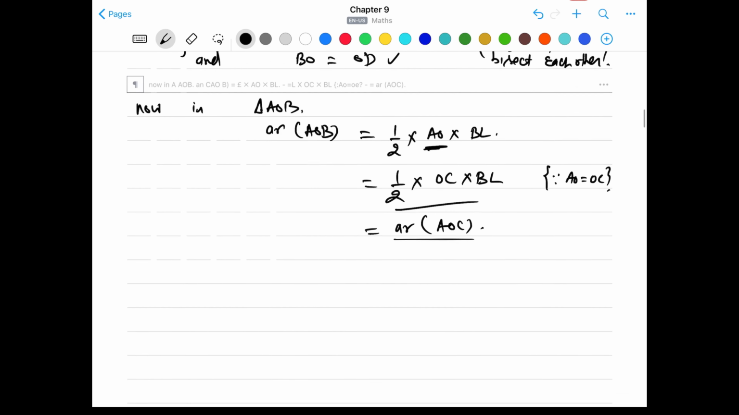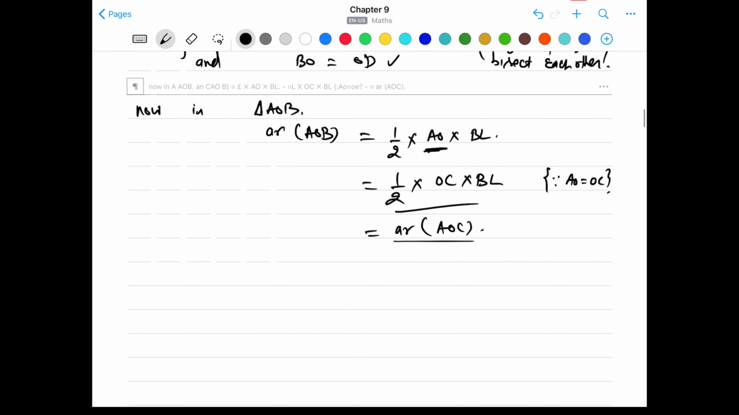So what we got here is that the area of triangle AOB is equal to the area of triangle AOC. Actually, not AOC; this will be changed to BOC. So what we have proved here is that the area of triangle AOB is equal to the area of triangle BOC. So we have proved the first two parts.